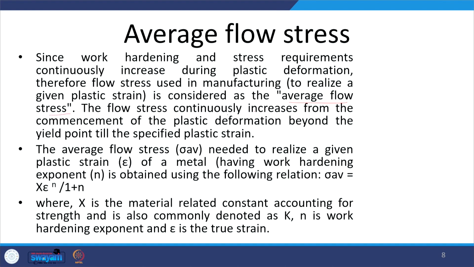The flow stress continuously increases from the commencement of the plastic deformation beyond the yield point till a specified plastic strain is achieved. So, this is the target, but since the stress requirement continuously increases, it is important to go for determining the average flow stress. And average flow stress is determined using this equation. Average flow stress needed to realize the given plastic strain of the metal having the work hardening exponent n is obtained using this: sigma average is equal to K epsilon to the power n divided by 1 plus n. Here n is the work hardening exponent, epsilon is the desired strain to be achieved, and K is the material related constant.